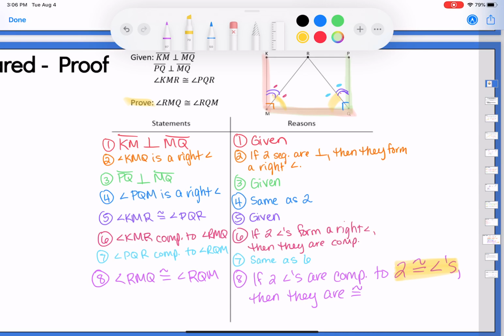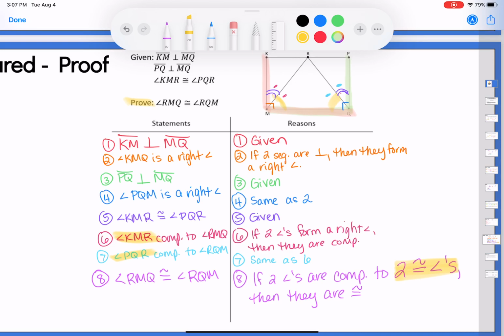Take a look at your complementary steps right above it. KMR is complementary to angle RMQ. PQR is complementary to RQM. I guess those are the ones I'm trying to prove congruent, right? So maybe I go the other way. Angle KMR is complementary to RQM. PQR complementary to RQM. Are those the same exact angle? No, those are two congruent angles.